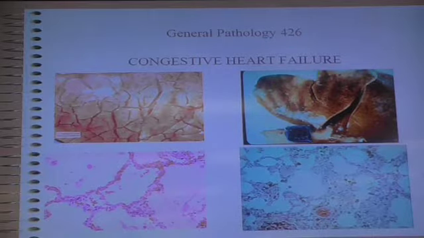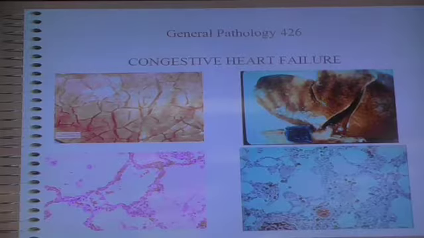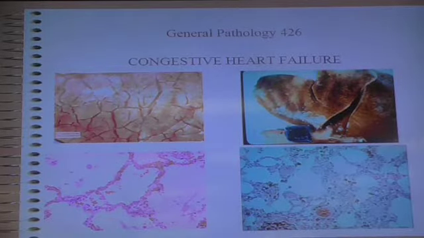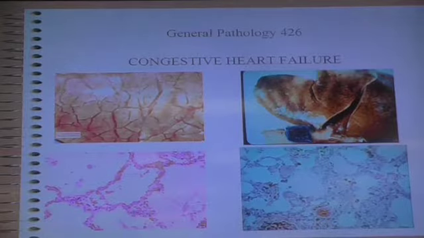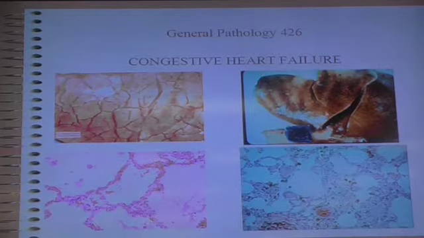So what is this pigment that's accumulating here? This golden brown pigment? Iron. Right. So what do we call this? Hemo what? Hemosiderin, yes. We just went over pigments. Okay, so this is hemosiderin accumulating in the lung, and that's a more chronic change.